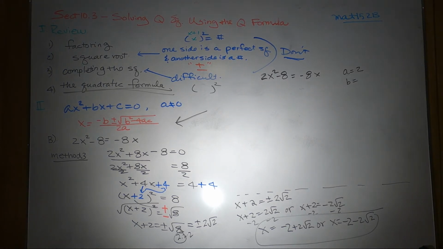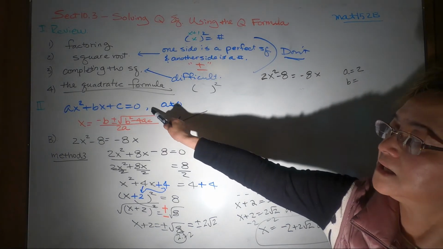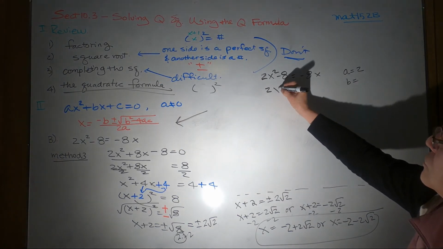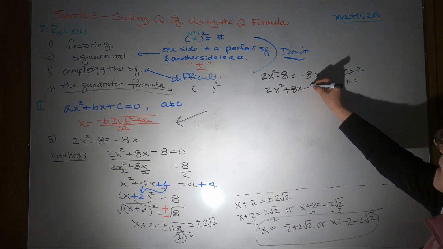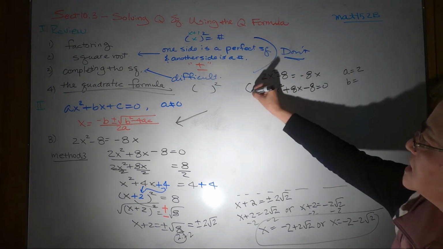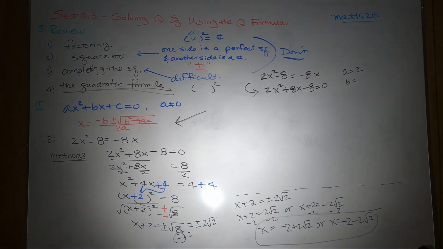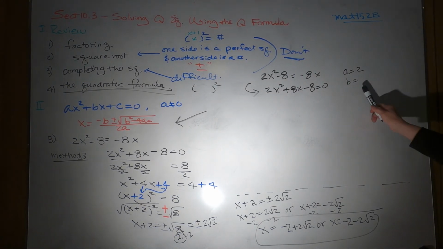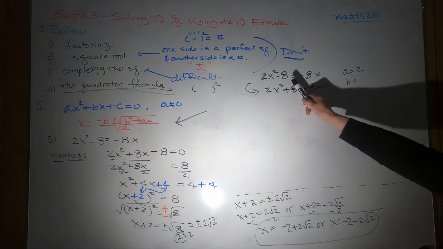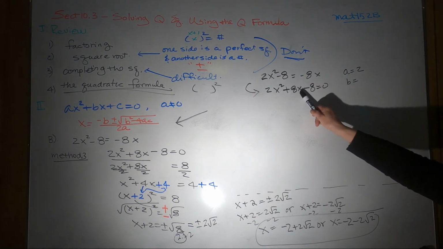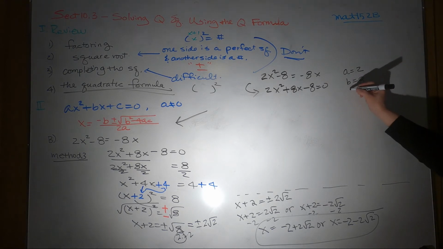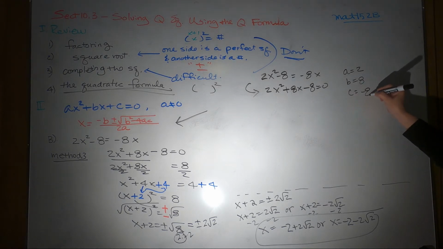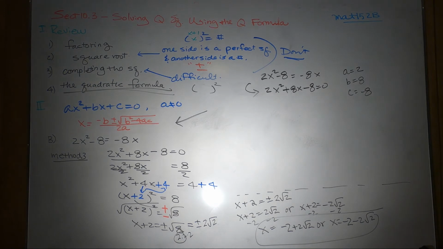You need to write it in the standard form to decide. So you need to write 2x² + 8x − 8 = 0 in the standard form first, right? So what is your b? It's not this negative 8. It's the number in front of x, so that's 8, right? C is what? Negative 8, right?